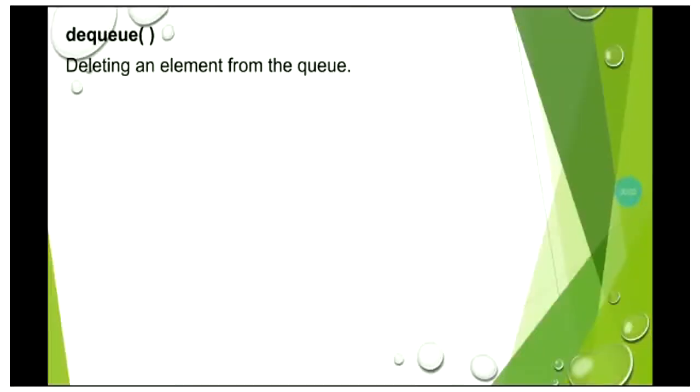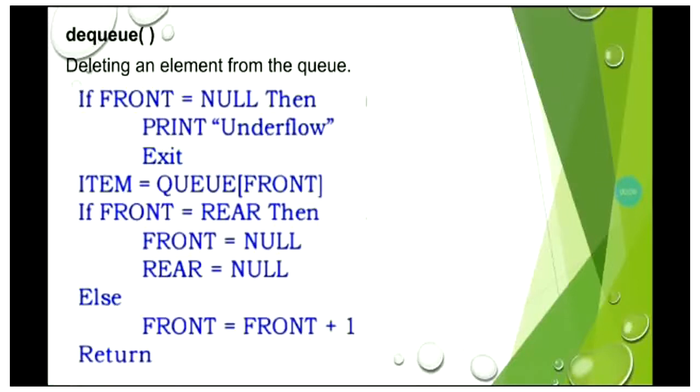In a dequeue operation, an element is deleted from the queue. See the algorithm. Before deleting, we need to check whether the queue is empty or not. If queue is empty, then there are no items to be deleted. How to check that? If front is equal to null, then it indicates queue underflow, that is queue is empty. Otherwise, the item is deleted first, that is the item to which the front is pointing is deleted.